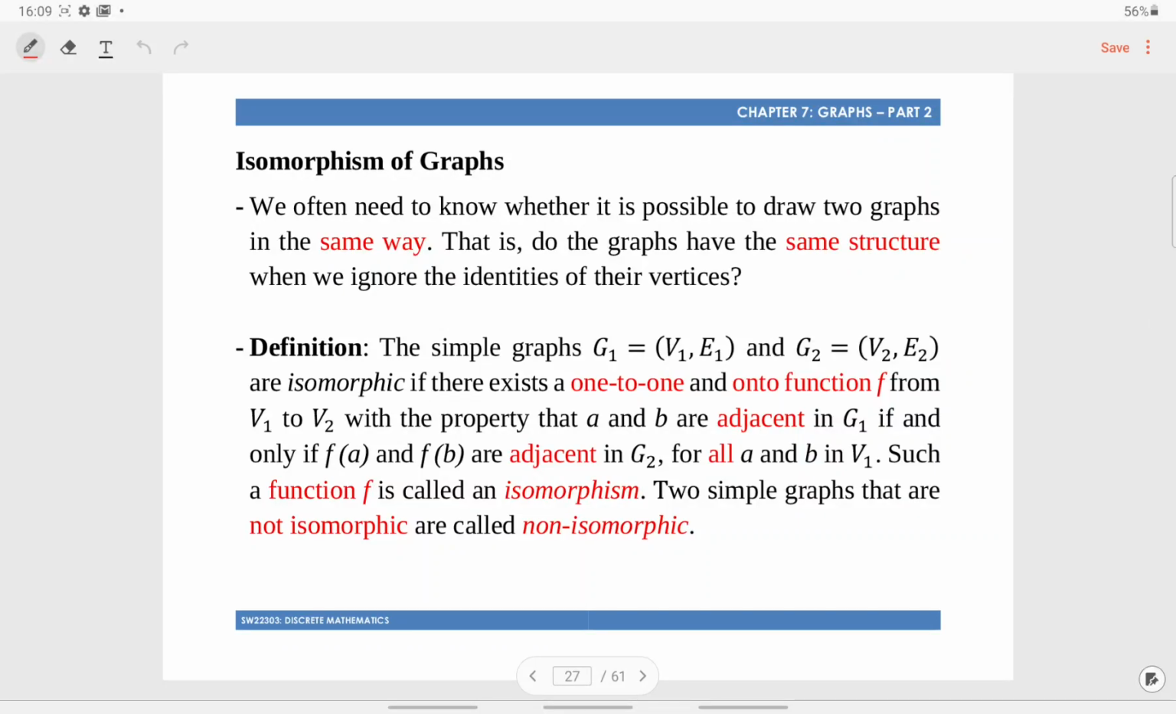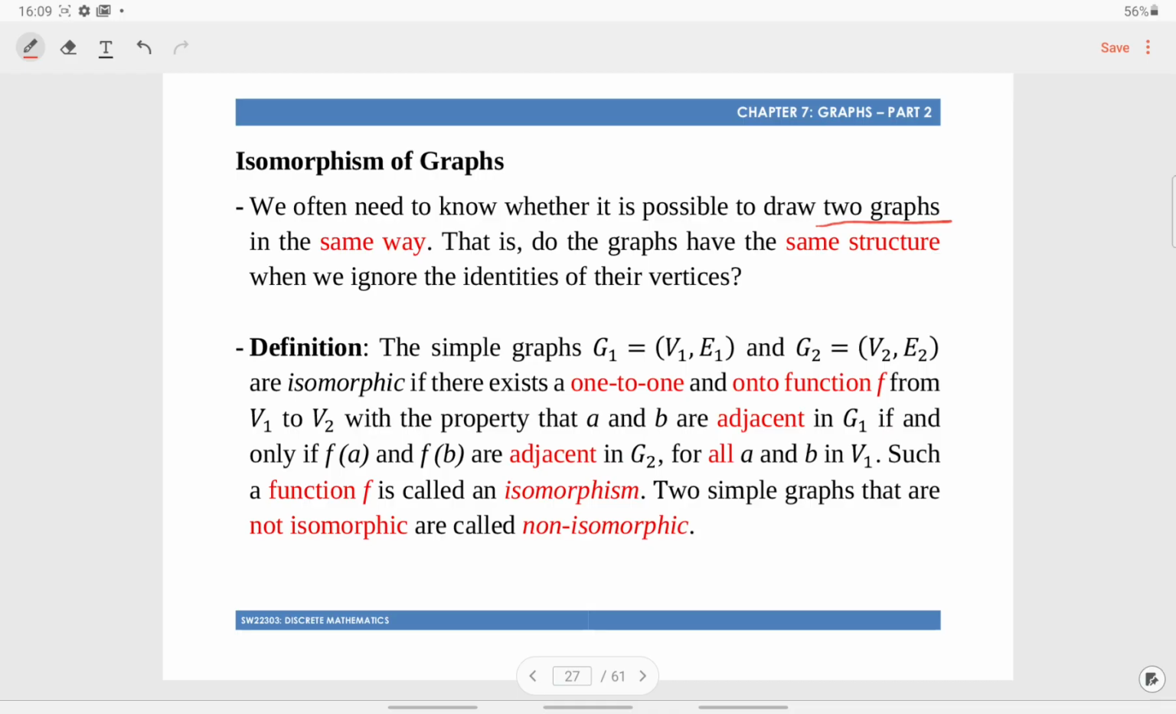Okay, so now we move to the next topic, which is discussing isomorphism of graphs. We often need to know whether it is possible to draw two graphs in the same way. That is, do the graphs have the same structure when we ignore the identities of their vertices?